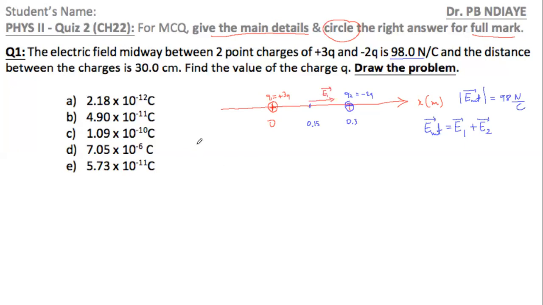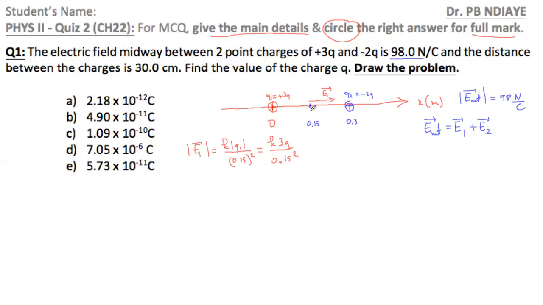So by the way, what is E1 in magnitude? It will be just K, absolute value of Q1, divided by the distance between the point at which I'm looking at the electric field and Q1, which is 0.15 squared. This gives me nothing but K times 3Q divided by 0.15 squared. So that's for E1. What about E2?